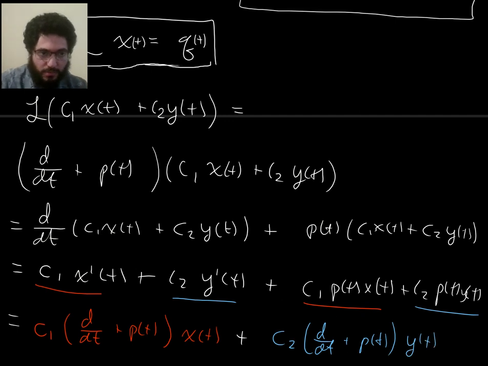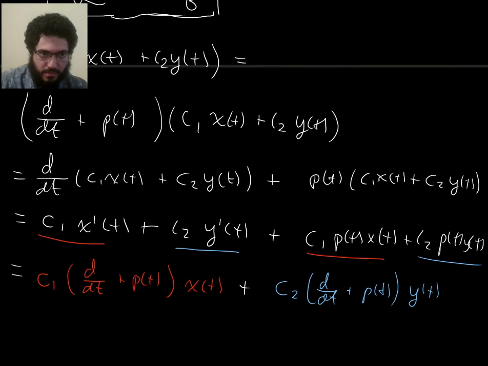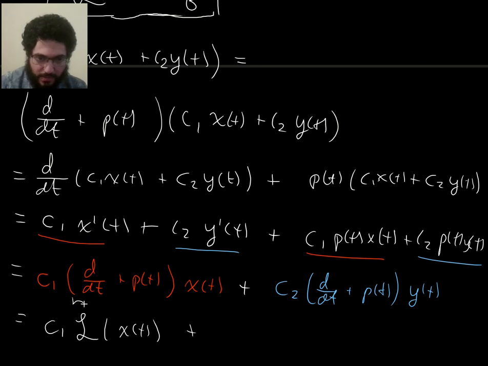And so overall, what I have is c1 L of x of t. This is what L is. This here is L of x of t, right? That's how L operates, plus c2 L of y of t.